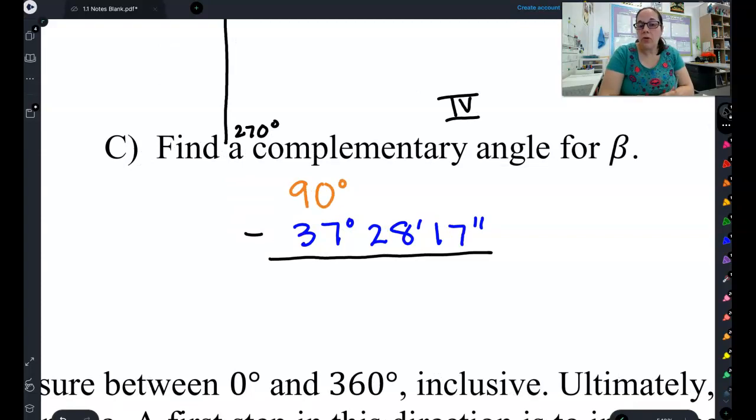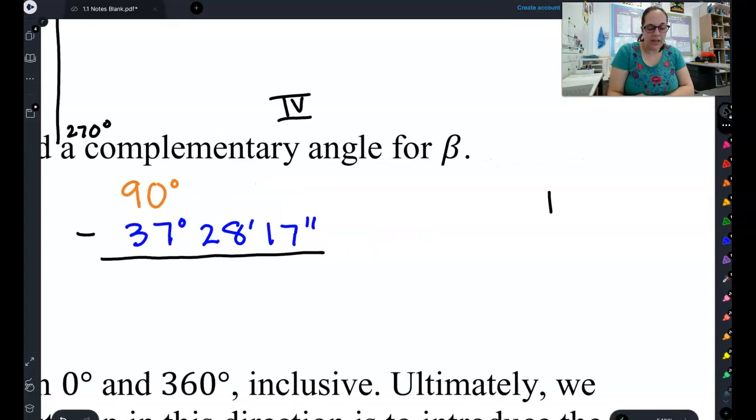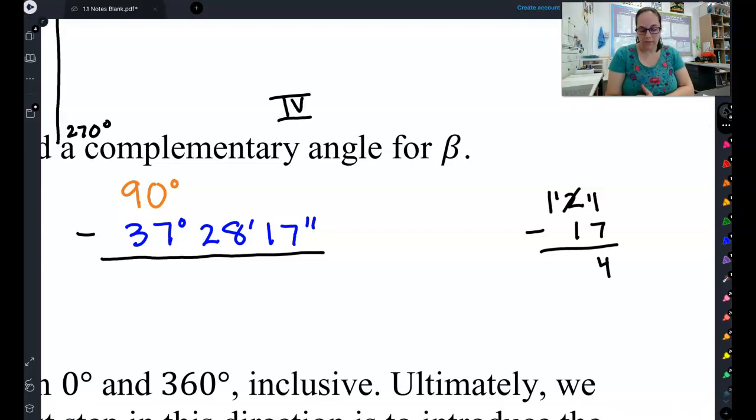And what I'm going to do here is I'm going to borrow the 1. Do you remember doing that in subtraction in elementary school when you had like 121 minus 17? And you had to do 1 minus 7, so you'd borrow the 1 from here and put it there. So you'd have 11 minus 7, which would be 4, and then you'd keep going from there. That 1 minus 1 is 0, carry the 1 down.